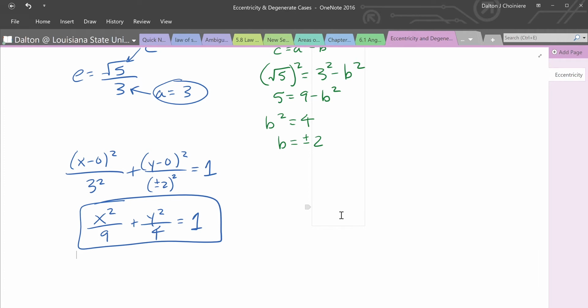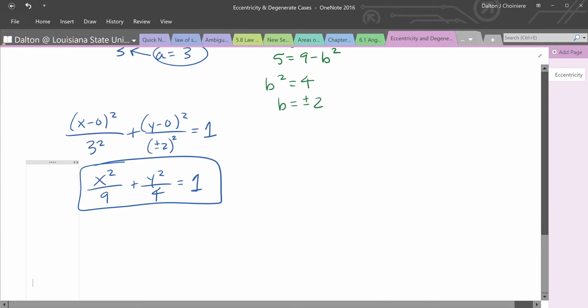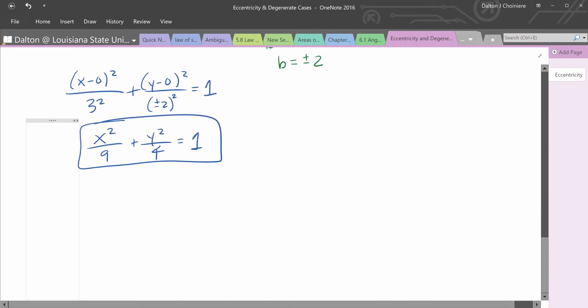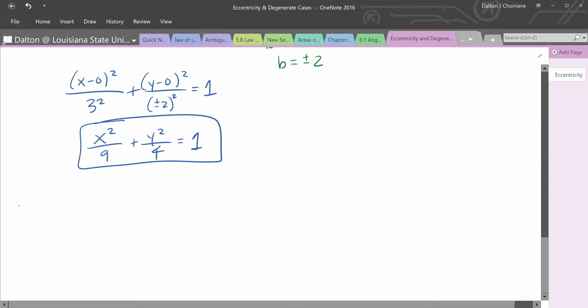The next two examples are going to come from talking about the eccentricity of a hyperbola. All right, so example number 2. I want you to write the equation of a hyperbola.